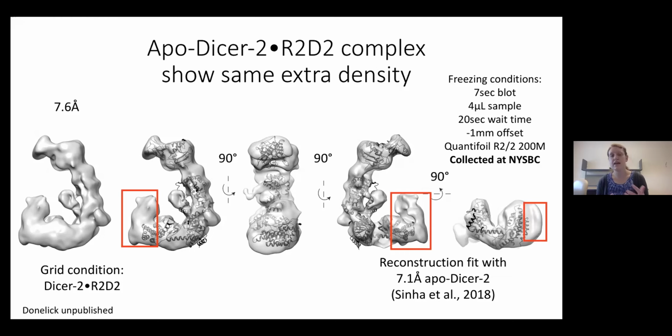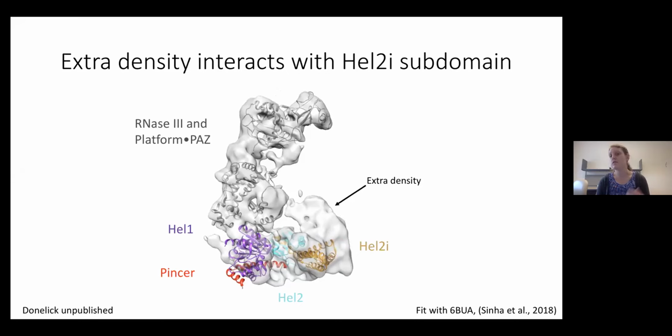And whenever we saw that result, we were actually really excited because we know it's similar to another Dicer protein and its accessory cofactor. So again, I'm just going to briefly show you the reconstruction of apo Dicer-2 fit into the reconstruction, where we see that extra density associated with the orange, or HEL2i, subdomain.